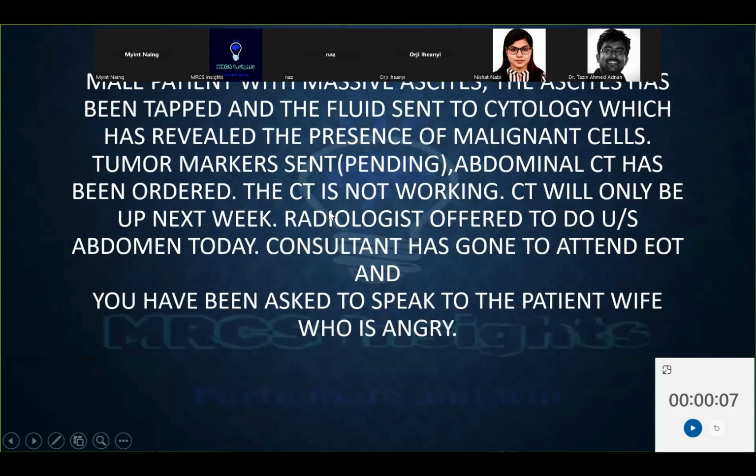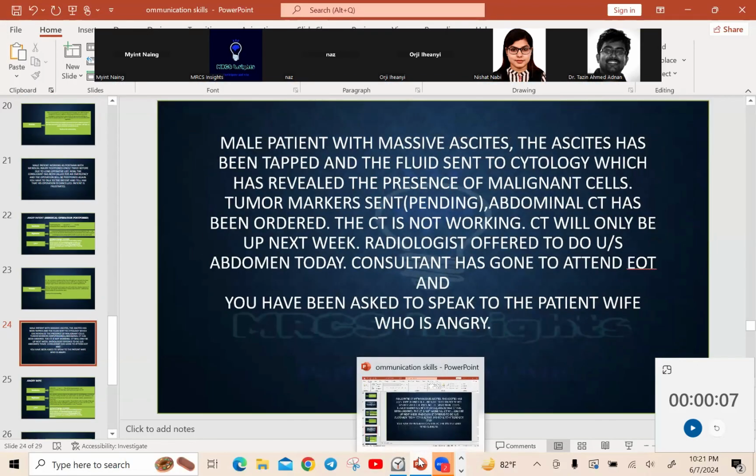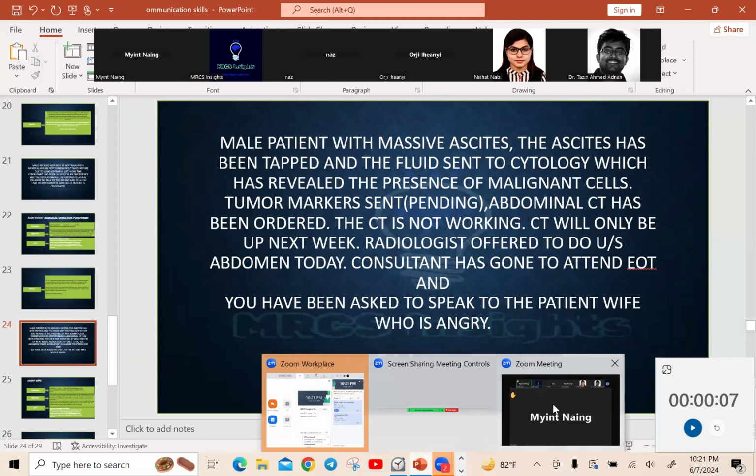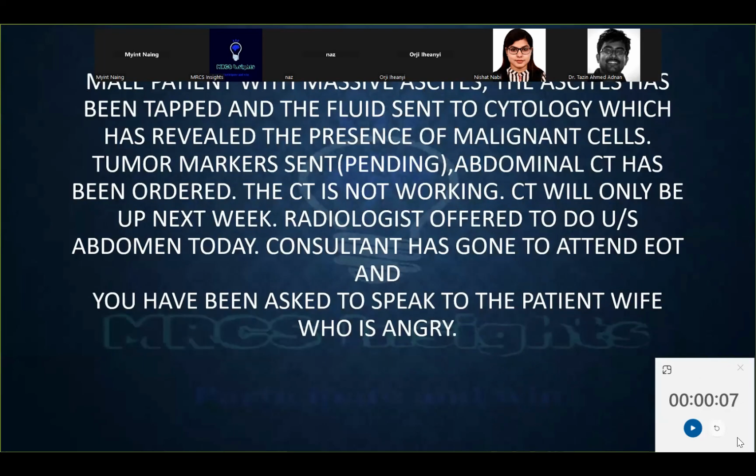Now about the next station, I can see that Mr. Nang again raised his hand. So, Mr. Nang, are you with us? Yes, sir. Okay. Do you want to perform this next station? Yes, sir. Okay. Should I start the timer now? Yes, sir. Shall I read them aloud? Yes. Okay.